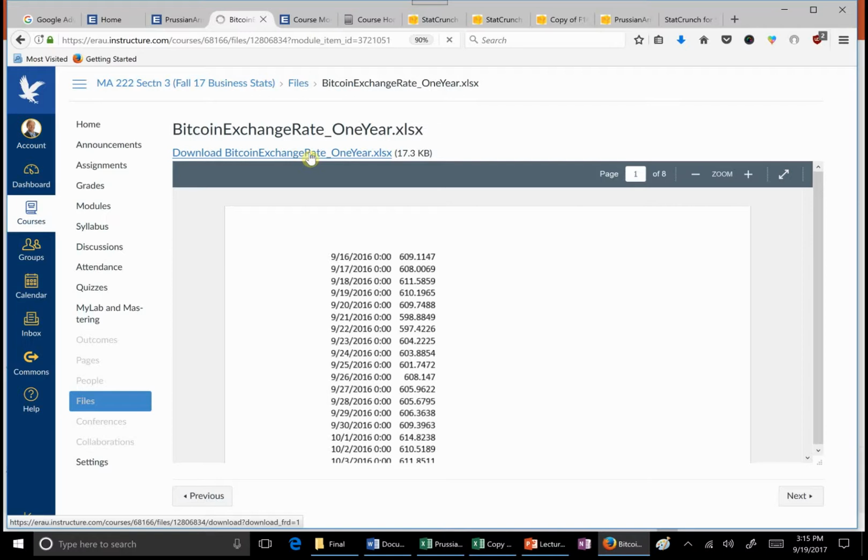So this data set has two columns. The first column is the timestamp. It's telling you the date that the data was collected.